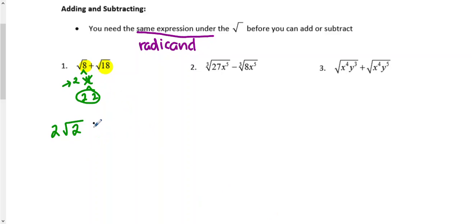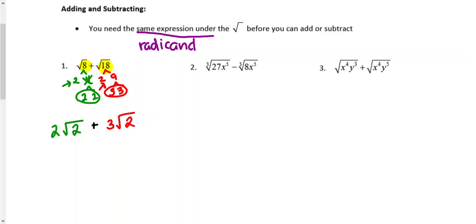Then I'm going to carry down my plus sign, and I also need to break down 18. Well, 18 can break down to 2 times 9, and then 9 can break down to 3 times 3. So there's my group of the same number, 3. So 3 goes to the outside, and I'm left with the square root of 2.